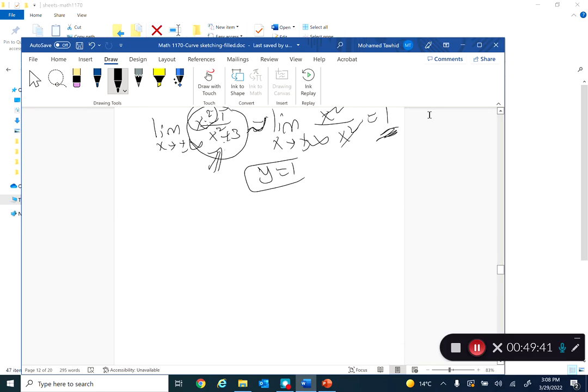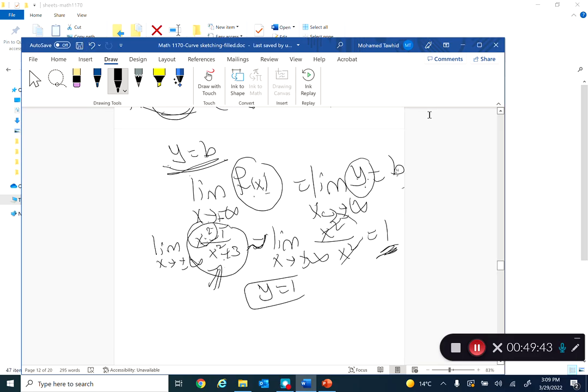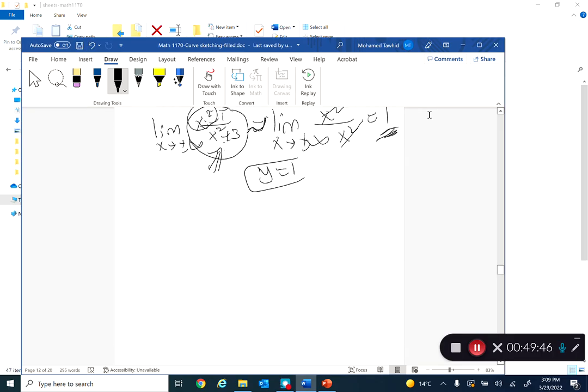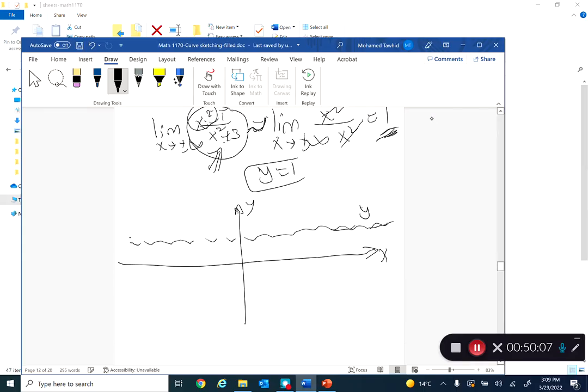Now I need to collect all this information to put it on the graph. So here is the graph. That is your x, and that is your y. Y equal 1 is the horizontal asymptote. So I make a horizontal line like this. It's a line, so it should be a dashed line, y equal 1. That is our HA.